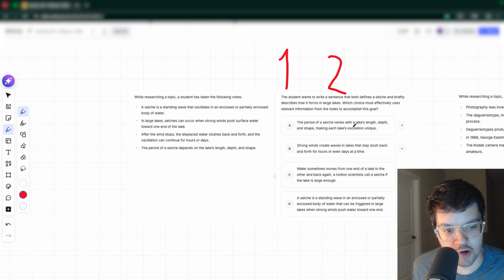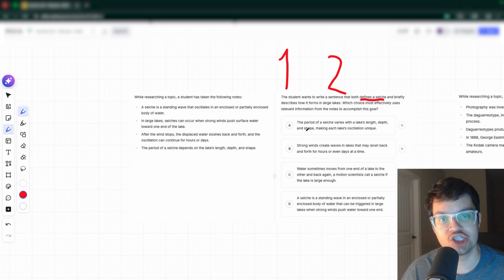A. The period of a seiche varies with a lake's length, depth, and shape, making each lake's oscillation unique. So that does not define a seiche at all, and it also doesn't even really mention how it forms. So it doesn't really do either thing here. So A would be wrong. If I was eliminating some choices, I would definitely eliminate A.